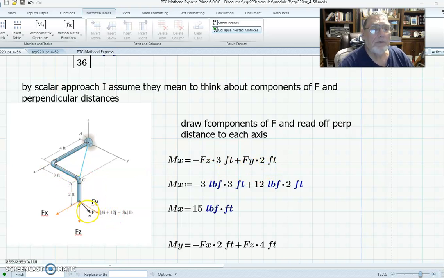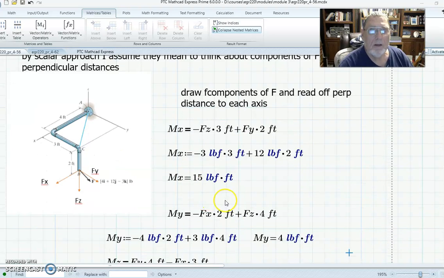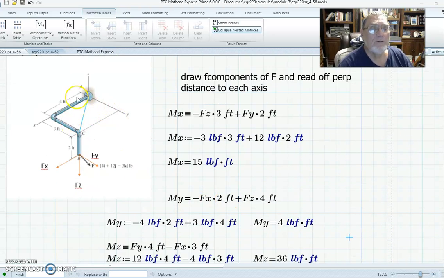And then what's the perpendicular? We'll slide Fy all the way back underneath the axis, and that's 2 foot. So 2 Fy. So put in the numbers, Fz is 3. So we get a negative 9 plus a 12 times 2, and that adds up to 15, which is what we had. Now, what can cause a rotation about the y-axis?